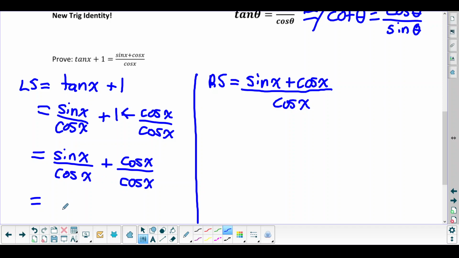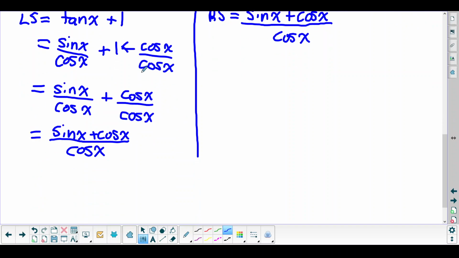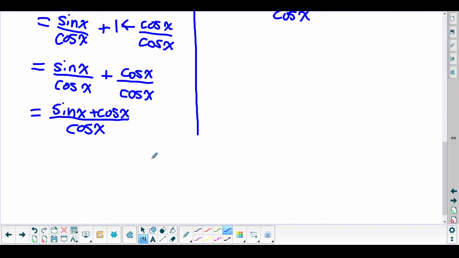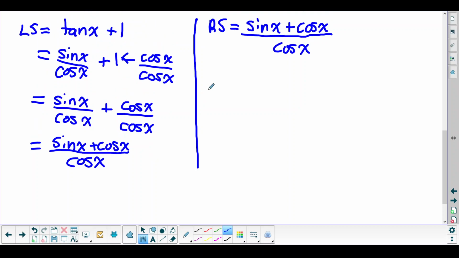So we combine our fractions, we get a singular cos x on the bottom, and on the top we get sine x plus cos x. So the right side was one fraction, and now the left side's also one fraction by getting common denominators. And we can see that these are now the same. So the left side and the right side are equivalent. So we say, therefore, left side equals right side.